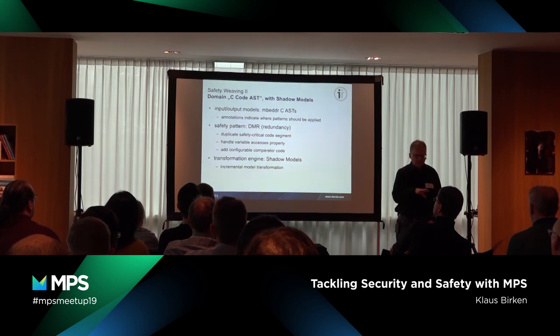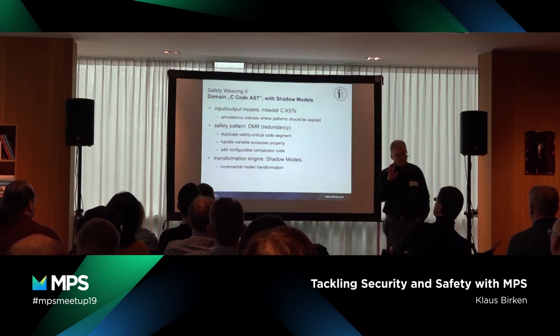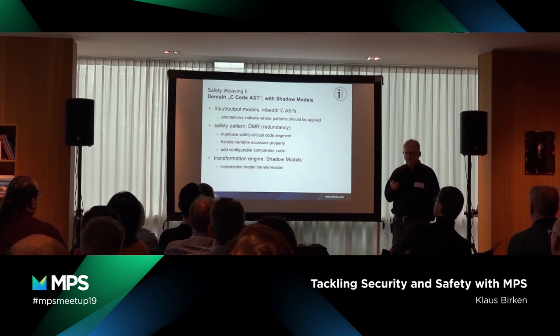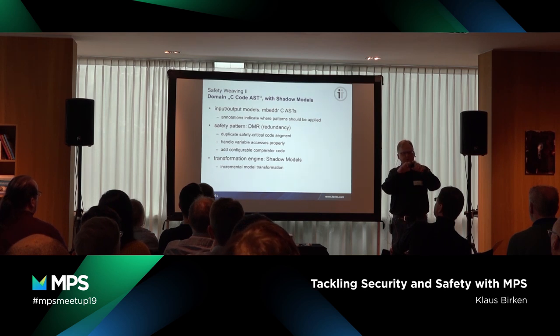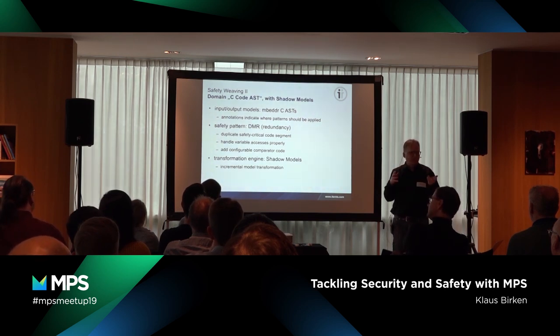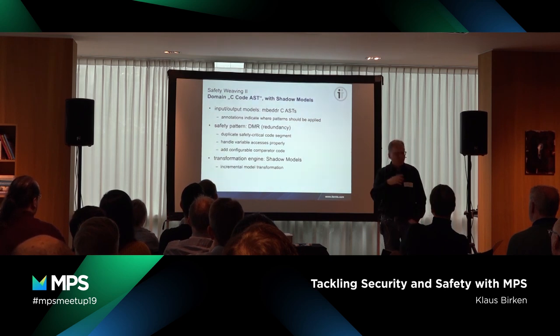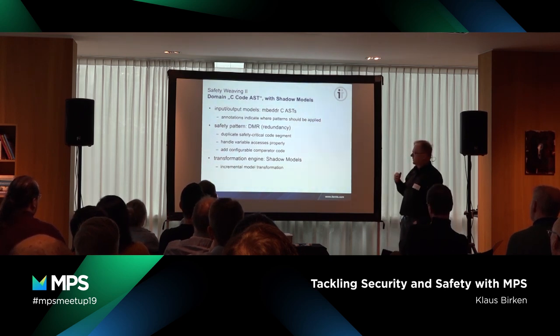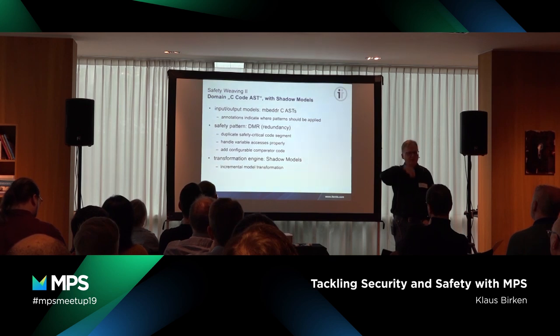So this was the first application. The second one, which is more interesting, is how to do this on the C code level. Because it's not so obvious in C code which parts of the code you want to duplicate, what the comparator looks like, and what these wires between components are in C code.